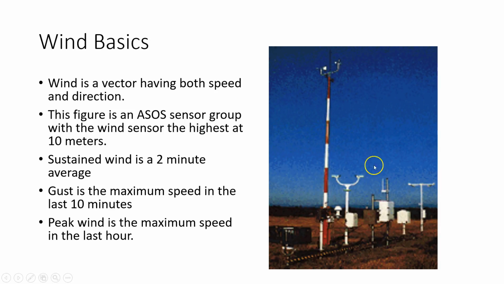This is a typical ASOS sensor. I just grabbed the picture. Most airports have either ASOS or AWOS. AWOS is very popular nowadays. It's just another form of automated sensors. ASOS measures sustained winds in an increment of every 2-minute average. So it takes the wind and averages it over the 2 minutes. It also finds the gust, which is the maximum wind speed in the last 10 minutes. It can even do a peak wind, if the wind's high enough, over the maximum speed in the last hour.